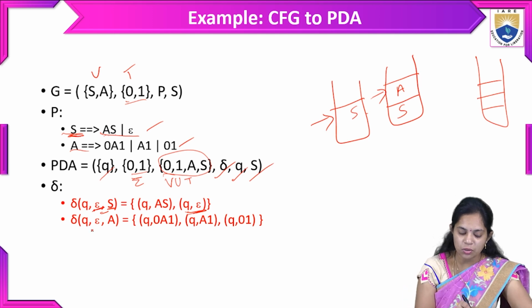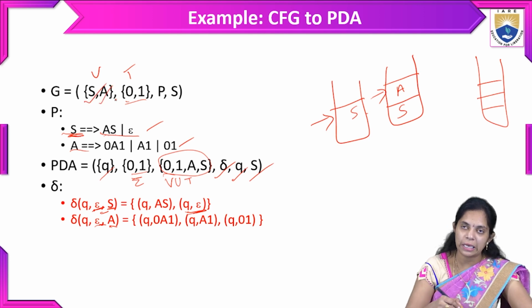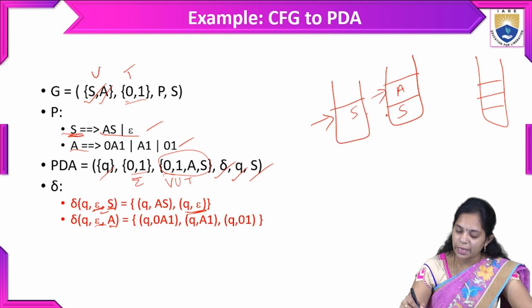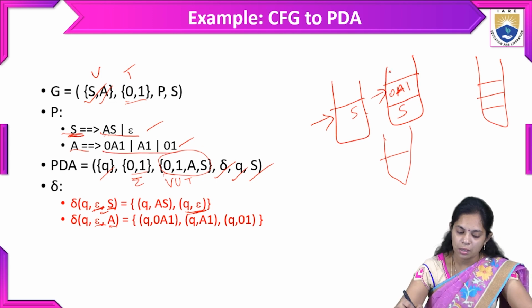And next, the transition of the next production rule. How many V symbols are there? First S is there, and next A is there. So A is the top of the stack symbol. We have to replace A with the right hand side of its production rules: 0 A 1, and A 1 and 0, like that. Here we will reverse this one.